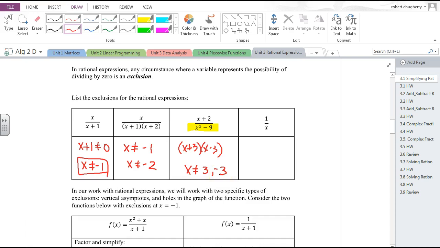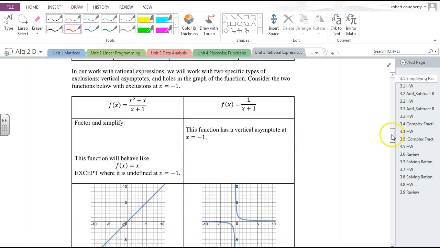What's the exclusion in the last one? X cannot be what? Yeah, 0. So to find the exclusions, you're always looking for where the denominator is 0. We can never divide by 0. Now, there's going to be a little bit of difference in what happens in the original problem versus our final solution. And we'll talk about that as we go on today.